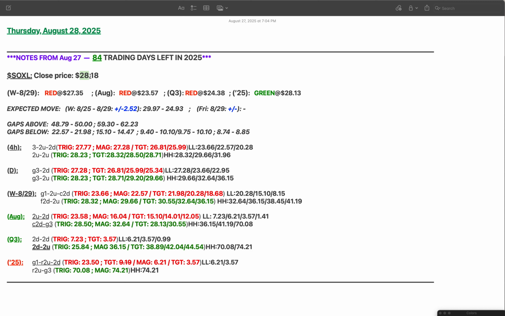Today's closing price was 28.18, so that means we are green on the week, green on the month, green on the quarter, and we are now green on the year. The year flips red at 28.13, the quarter at 24.38, the month at 23.57, and the week at 27.35.